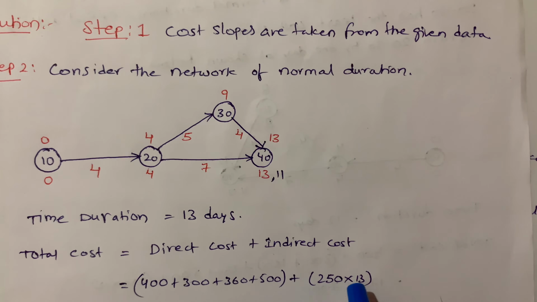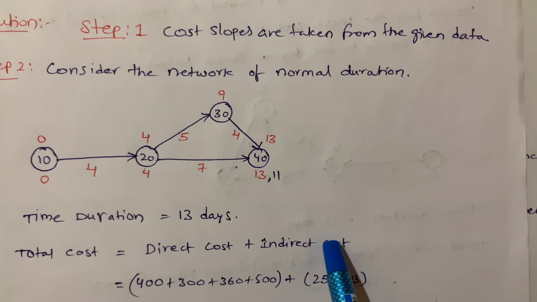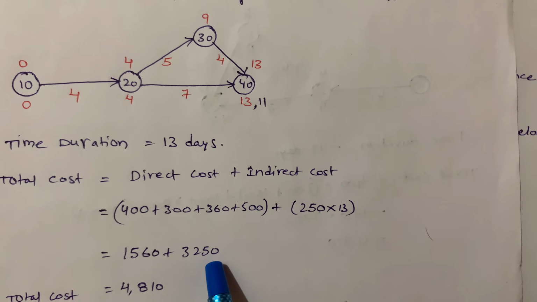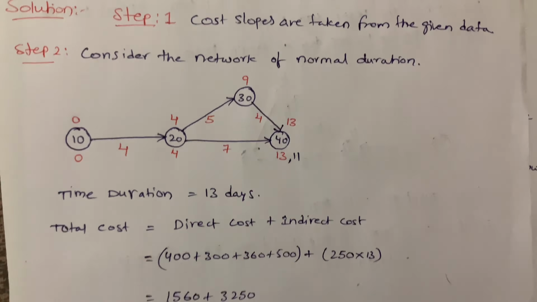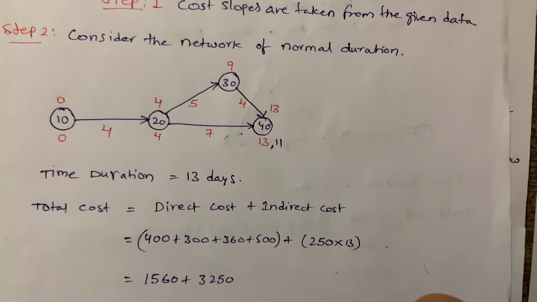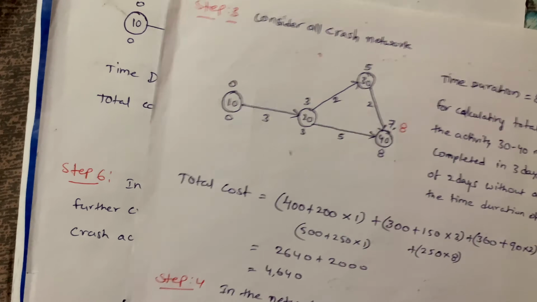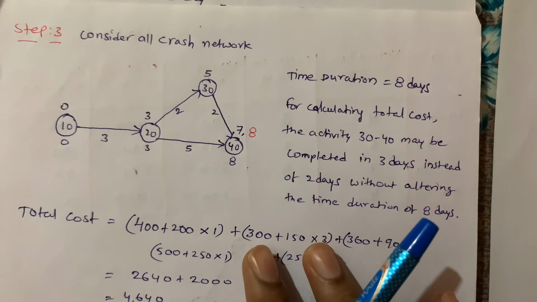So 250 plus 250 into 13 is the indirect cost. So I got this value. So the total cost for this normal duration is 4810. And next we have to consider the crash network.